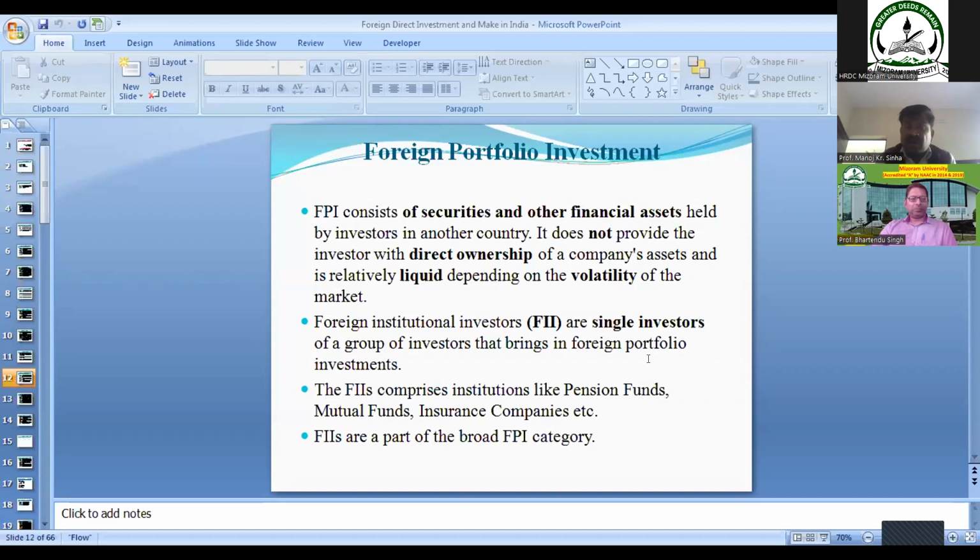That's why, with the withdrawal of foreign portfolio investment, we can see our stock exchange indices such as the BSE Sensex or the Nifty move, due to the large amount of withdrawal by foreign portfolio investors. Foreign institutional investors are single investors or a group of investors that bring in foreign portfolio investment. FIIs may be pension funds, mutual funds, and insurance companies. FII is basically a part of the broader foreign portfolio categories.